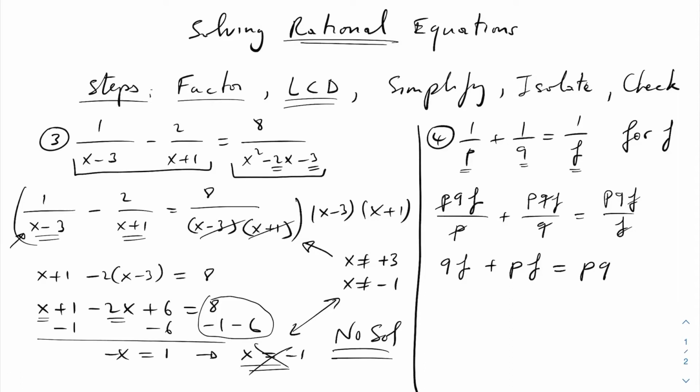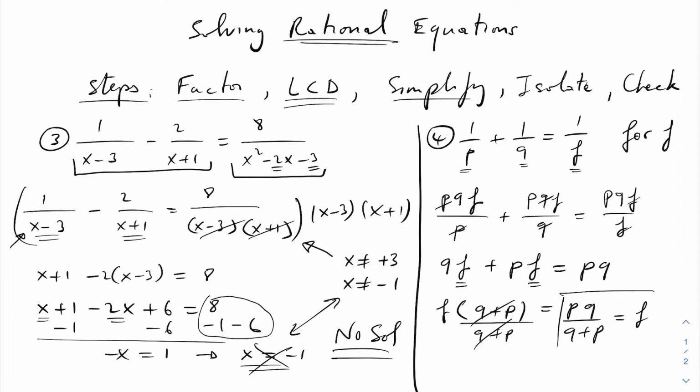Next thing to do is to simplify this particular thing. So we're going to realize that on the left side here, F is the variable that we're solving for, and it can be found in each of those particular terms. And so we're going to go ahead and factor it out. So we're going to have F, open parenthesis, Q plus P, close parenthesis, equals PQ. And last thing we need to do here is to divide both sides by Q plus P so that we can isolate F completely. And then we're going to have F equals PQ divided by Q plus P.